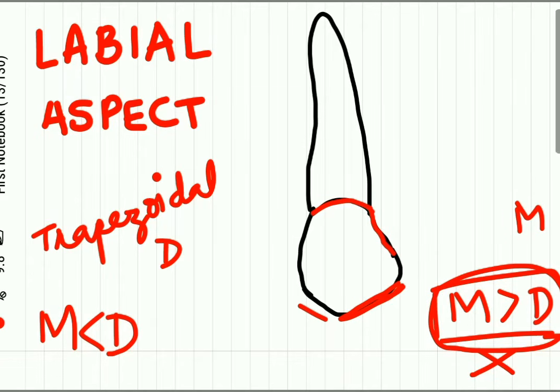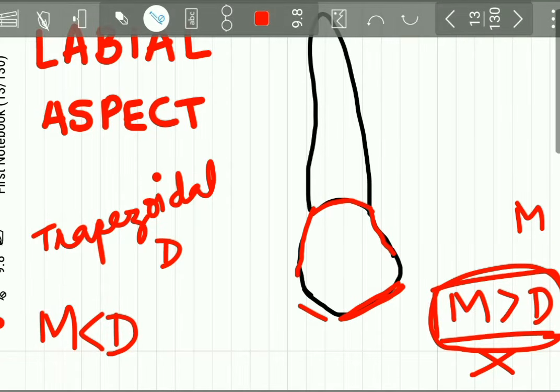Now, the distal outline of the maxillary first premolar is almost straighter than the mesial outline, and the distal contact area of this tooth is broader. Now, the buccal cusp of the maxillary first premolar is very strongly developed. It is long and pointed and it shows convexity.